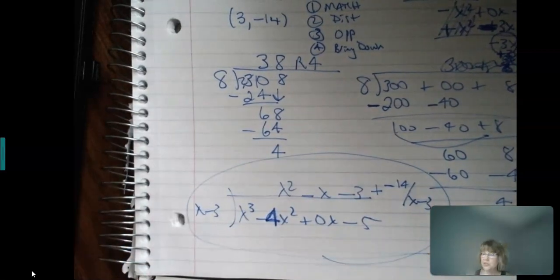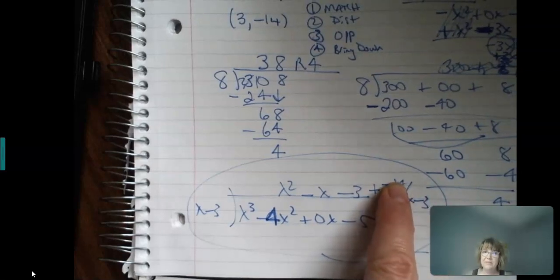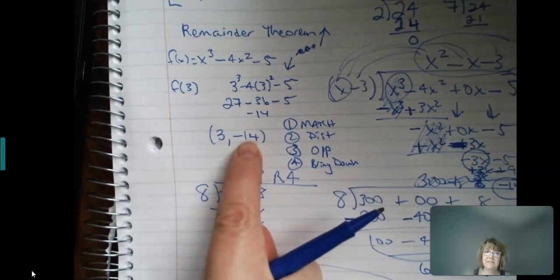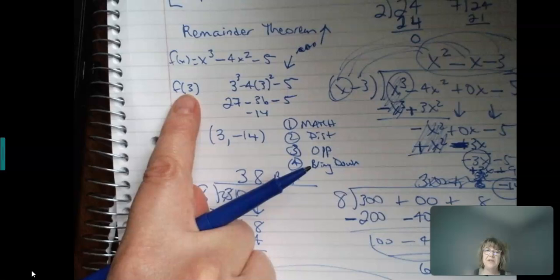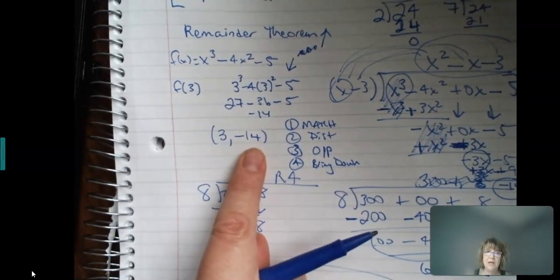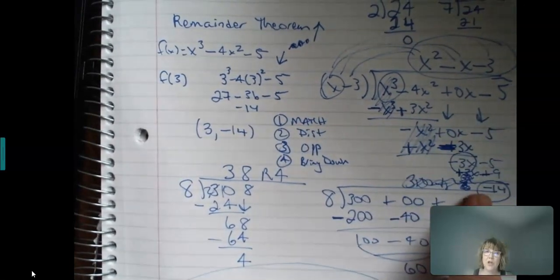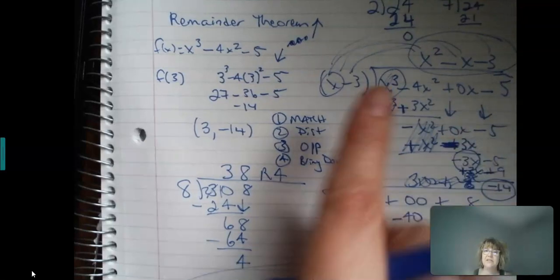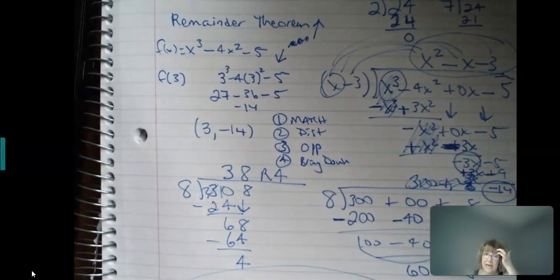All right, and there's this cool thing that happens. See that negative 14, the remainder? That's the same answer we got here. So the remainder theorem says, hey, if you want to find the output, sub 3 into your function, get your output. But if you want to do long division, your remainder will also be your output. Either way, it doesn't matter. And sometimes it's easier, and this is not easier, so I get it, but synthetic division isn't too bad.